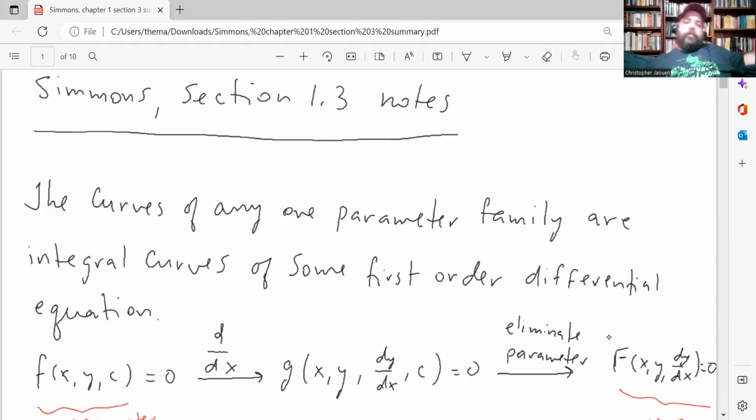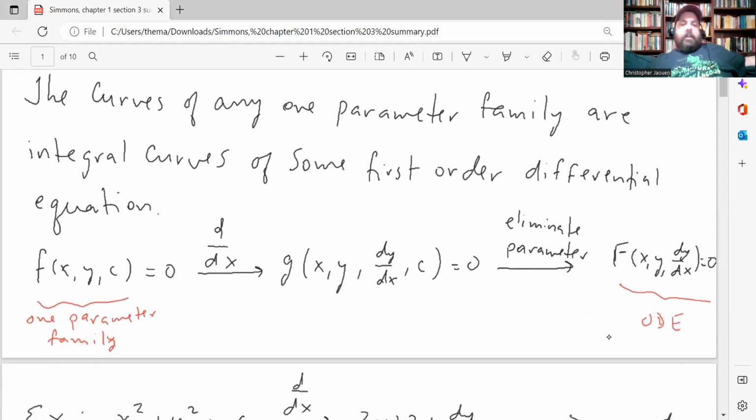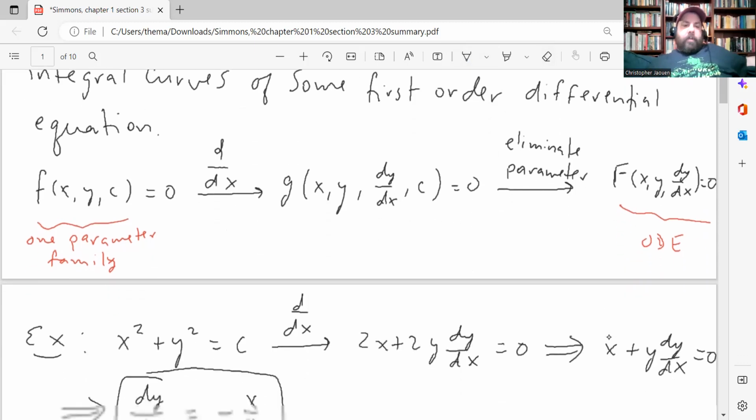So the curves of any one parameter family are integral curves for some first order differential equation, and we could show that here. So if f(x, y, c) equals 0 is a one parameter family, if we differentiate that with respect to x, then we get this one parameter family of differential equations, right? And if you eliminate the parameter, then we get the associated ordinary differential equation that we have written here. Right, so that's the process for finding the ODE from a given one parameter family.